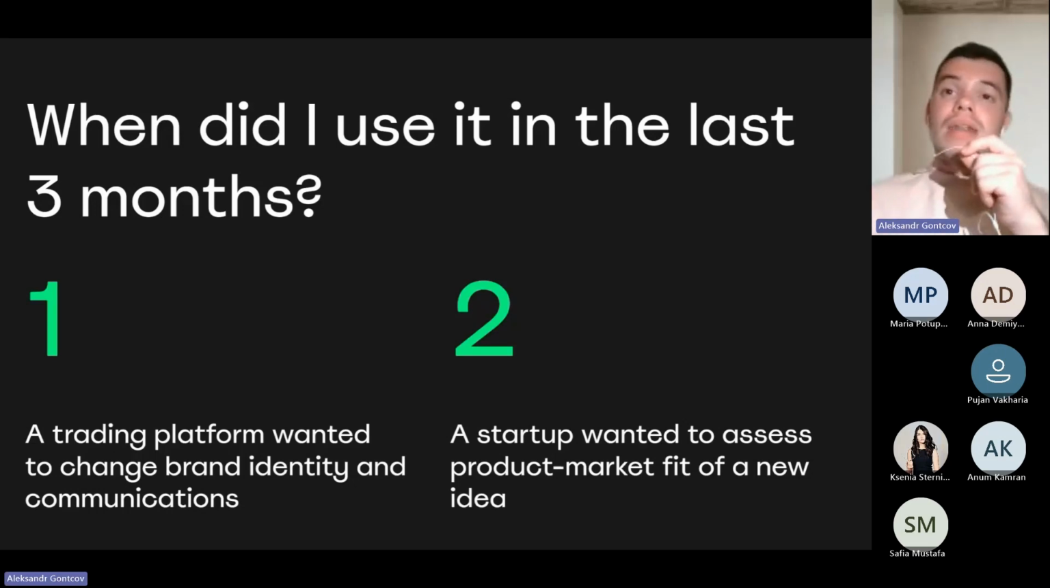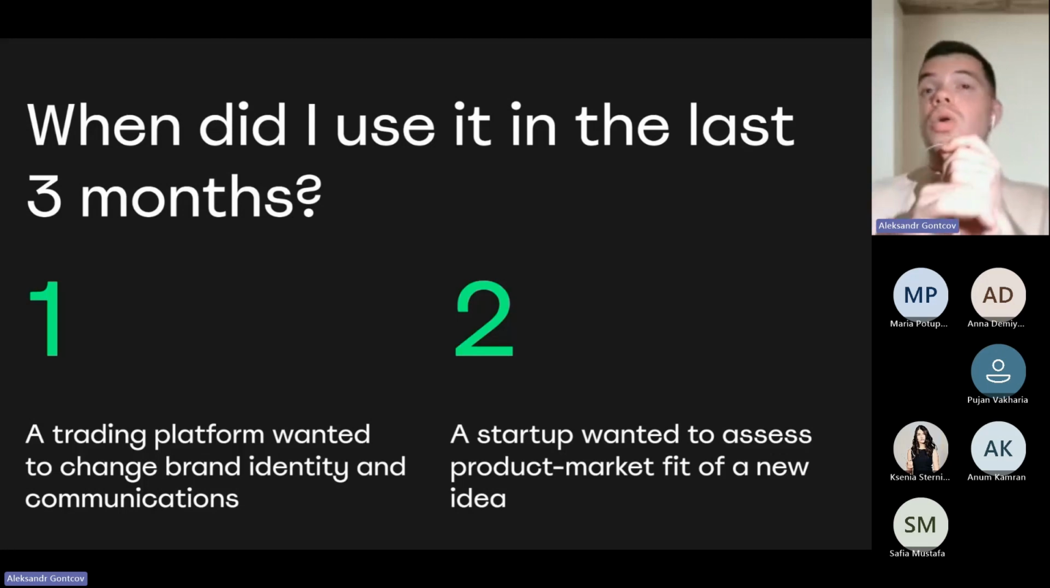The second example is a startup that wanted to assess product market fit of a new idea. They were trying to launch a new product, but they were not sure if it was a good idea for a particular market and niche. What we did was in-depth customer research. We used in-depth interviews and showed them that, unfortunately, in those particular circumstances and events, the idea would not work.